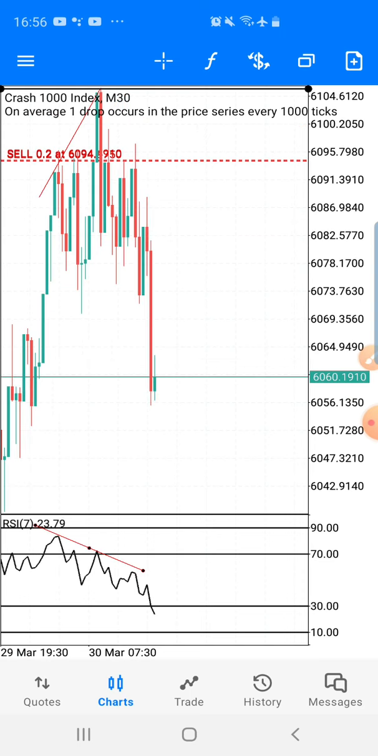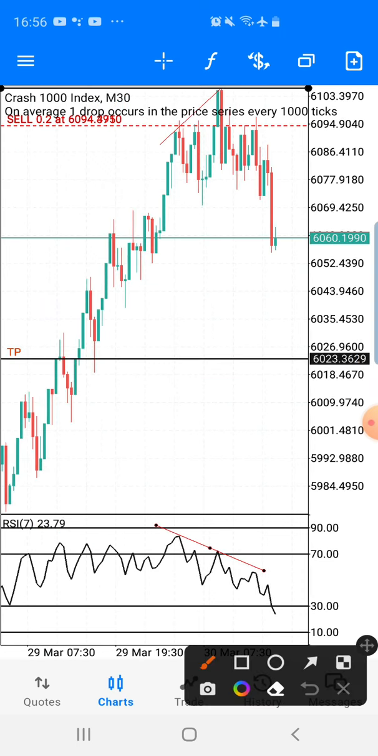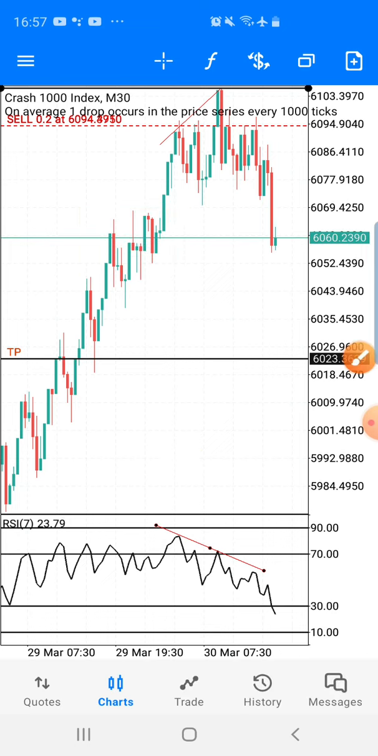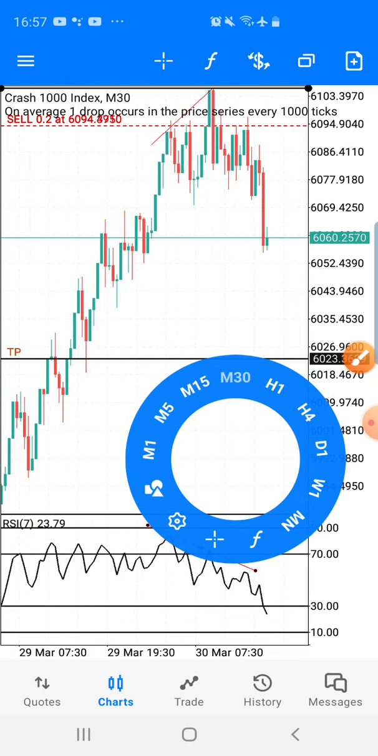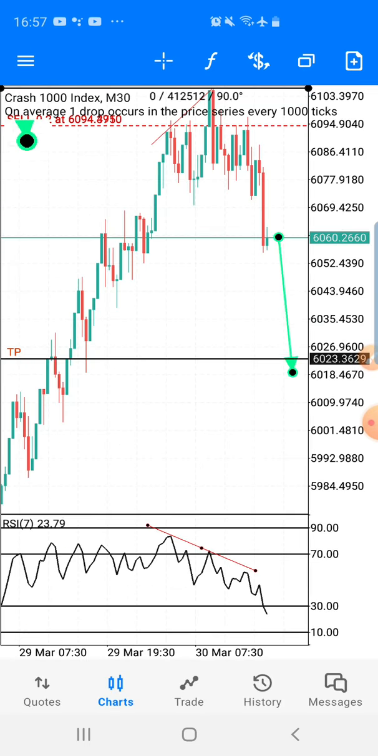You can see the price is being held for a few minutes at this zone because of this consolidation right here. So I'm hoping that the price will break that zone. Once the price breaks, then we are going to be hitting our TP from there to this point. So that's what I'm hoping to see.